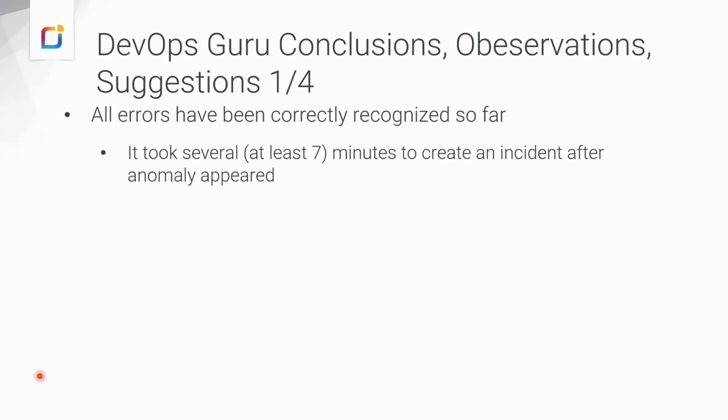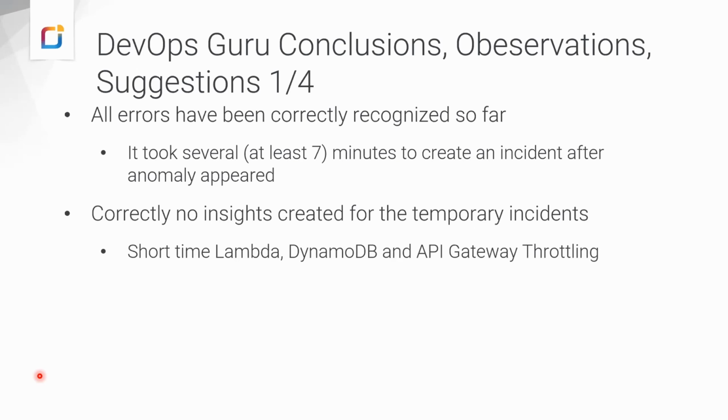It took 6.5 minutes to create an incident after the anomaly appeared for the first time, which is okay, because they would like to avoid false positives. So they observe whether the error disappears or not. Also, correctly, no insights have been created from temporary incidents. For example, I created temporary throttling. 10 Lambda requests were throttled, and then I increased the limit, elastic scaling happened, and then there was no throttling.